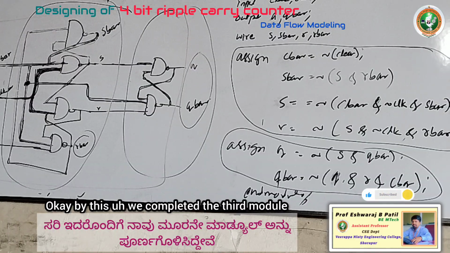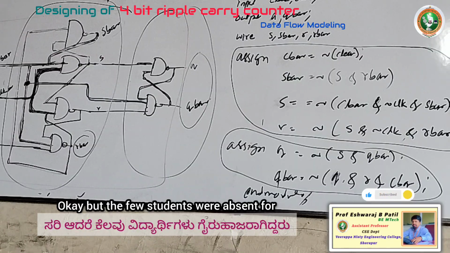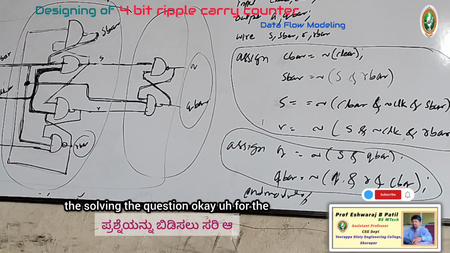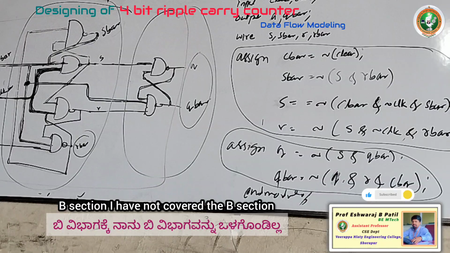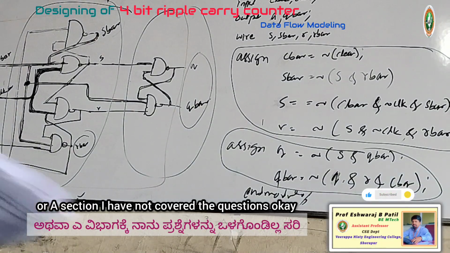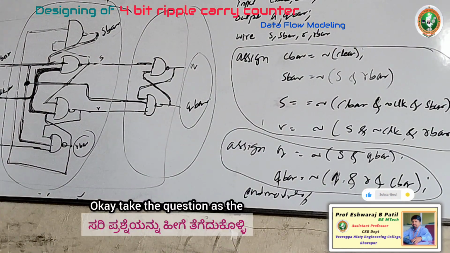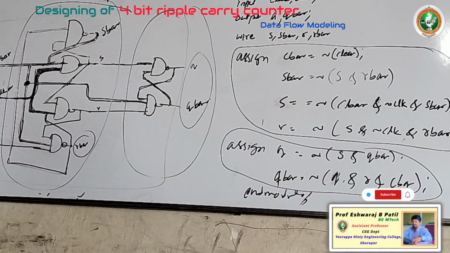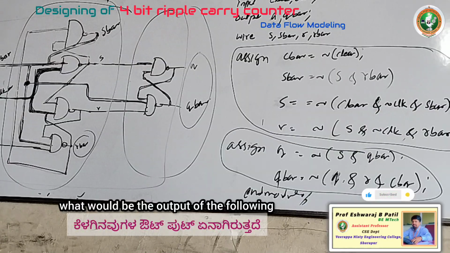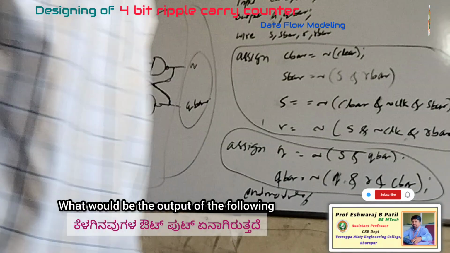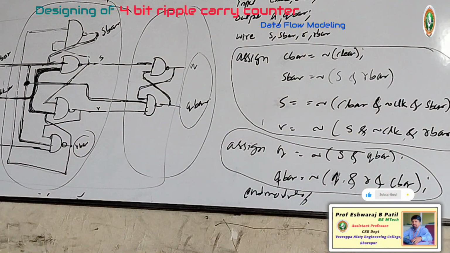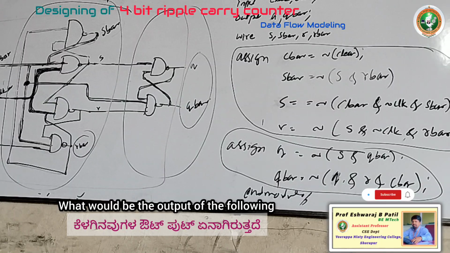Okay, by this we completed the third module. But a few students were absent for solving the questions. For the B section, or the A section, I have not covered the questions. Okay, take the question: what would be the output of the following?